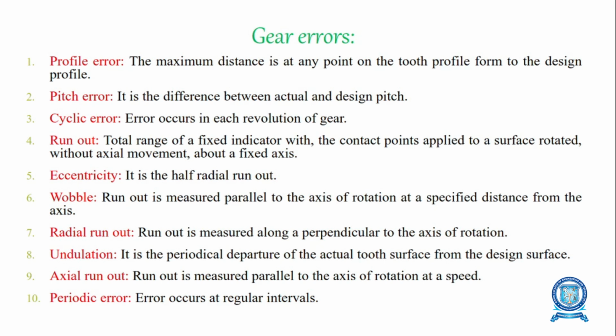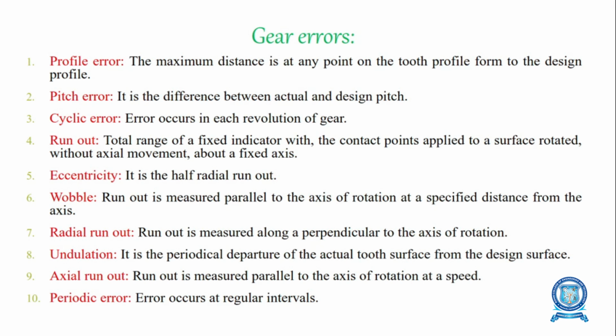The next one is wobble. It is also called axial runout. This wobble runout is measured parallel to the axis of rotation at a specified distance from the axis. That is called wobble. And undulation. Undulation is a periodical departure of the actual tooth surface from the design surface. So the variation between the actual tooth surface and the design tooth surface is called undulation.